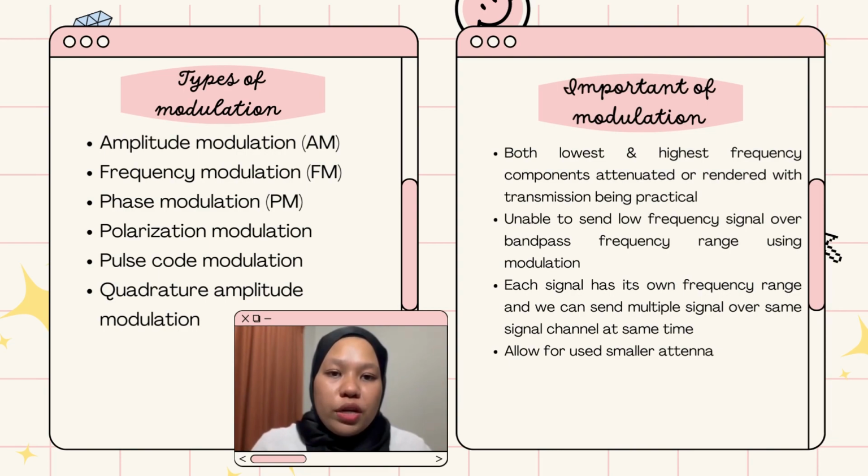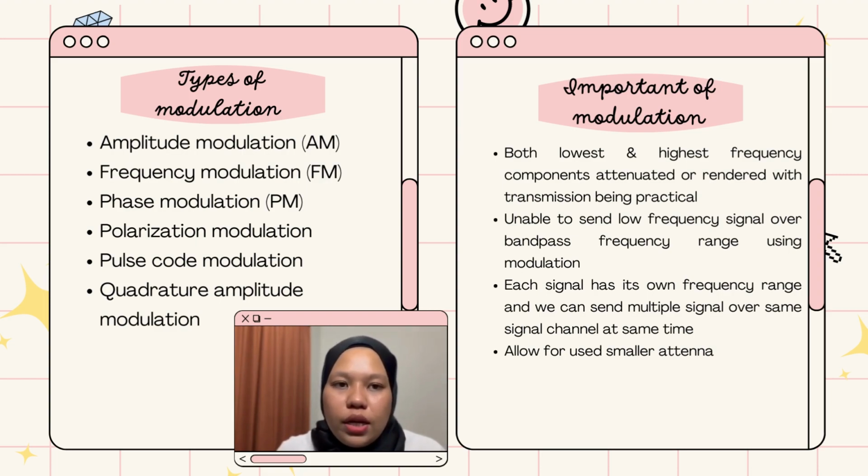As we know, modulation also has several types, which are amplitude modulation (AM), frequency modulation (FM), phase modulation (PM), polarization modulation, passcode modulation, and also quadrature amplitude modulation. Why is modulation important? It is because modulation has both a lowest and highest frequency component attenuated or redundant with transmission being practical. It also enables sending a low frequency signal over a bandpass frequency range. Each signal has its own frequency range and we can send multiple messages over the same channel at the same time. It also allows the use of a small antenna.